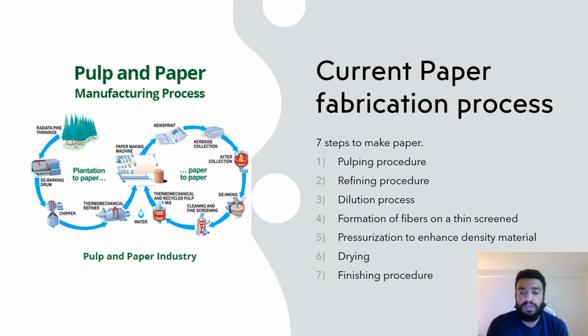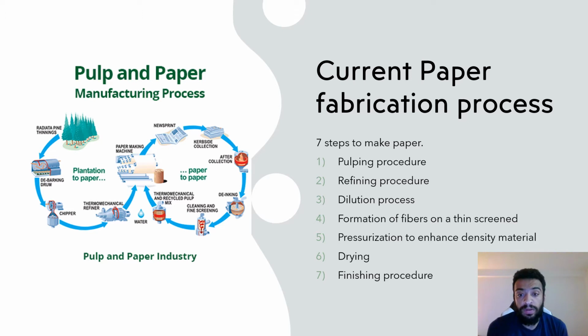Current paper fabrication processes require 7 steps in order to make. The first step is the pulping procedure. On this step, pulping is done in order to separate and clean fibers. This process is also aimed at removing lignin without losing fiber strength, by this freeing the fiber and removing impurities that would cause discoloration and possible disintegration in the future.